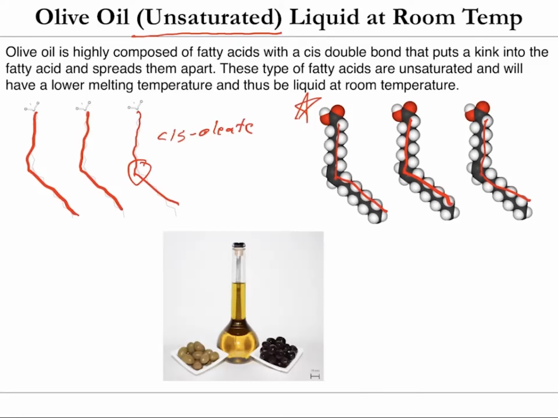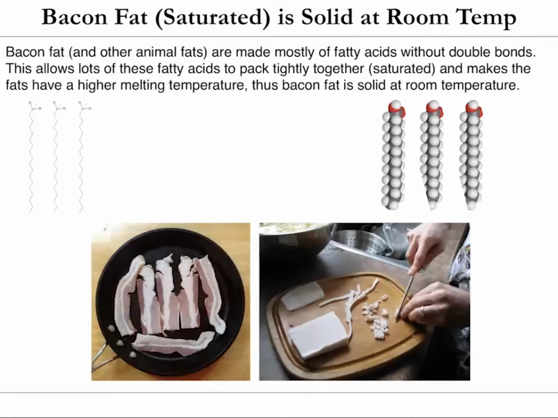That's why olive oil, which is made up of these fats, is of course liquid at room temperature. That has to do with the kinks introduced by the double bonds in these fatty acid chains. Now, if we take another type of fat, something like bacon fat and other animal fats, those are considered saturated fatty acids because they don't have any double bonds. These take up a very small amount of space, and you can pack more fat molecules into the same amount of space than you could for an unsaturated fatty acid like those found in olive oil.